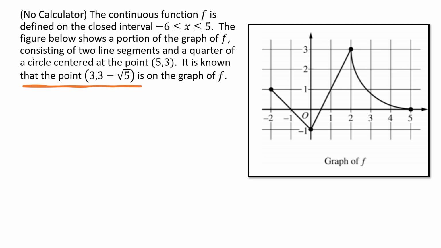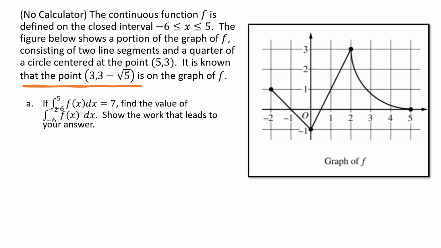All right, the next question says we have a continuous function f on a closed interval from -6 to 5. The figure below shows just a portion of the graph. Notice that that graph only starts at -2. This graph contains 2 line segments and a quarter of a circle centered at (5, 3). And they also told us that we know the point (3, 3 - √5) is on the graph.